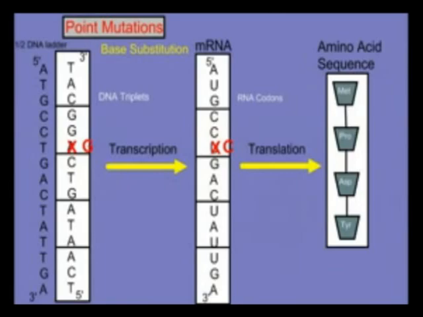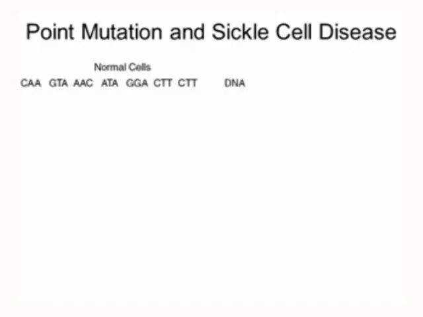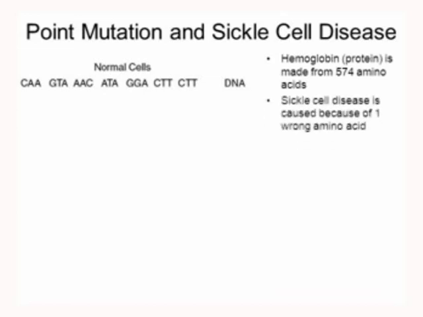A classic example of a condition caused by point mutation is sickle cell anemia. This is a section of the DNA coding for the protein hemoglobin, a normal hemoglobin. It is made up of 154 amino acids. Sickle cell anemia is caused by one wrong amino acid. The effect is dramatic. It causes complete distorting of the normal hemoglobin. Remember, hemoglobin is the carrier molecule that transports oxygen in the body.